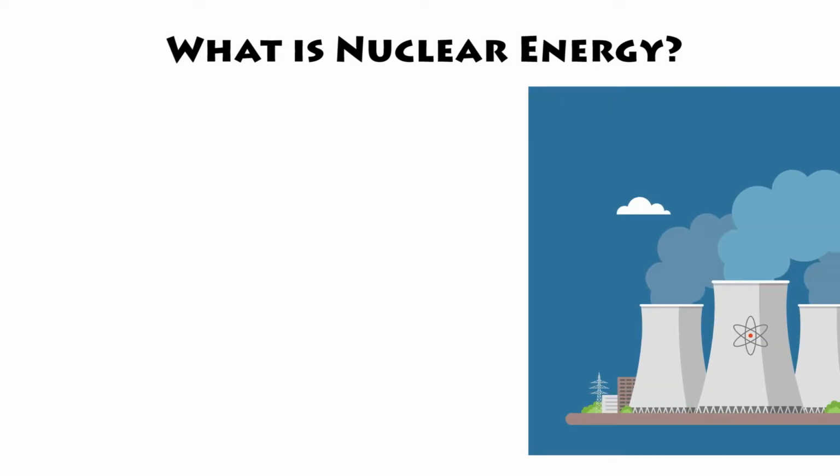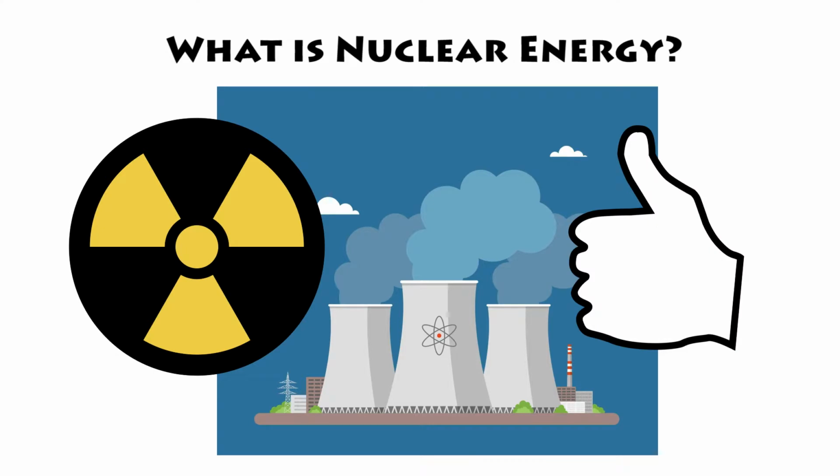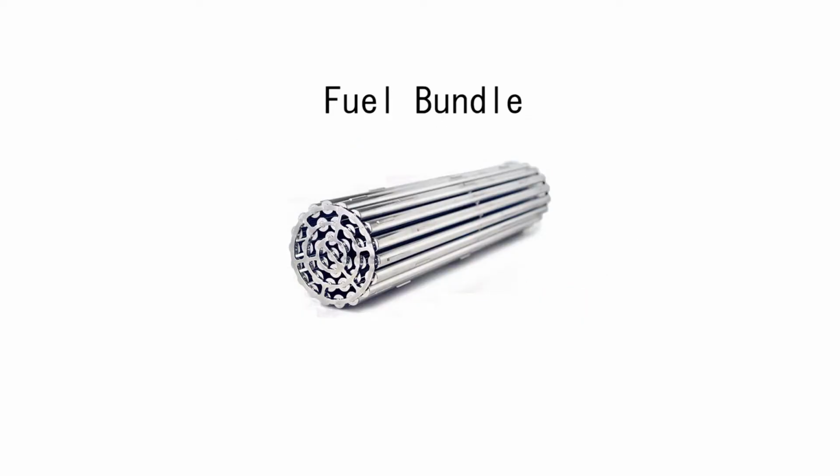Nuclear energy was first developed in the 1940s during the Second World War. In the 1950s, the focus of nuclear energy was put on power generation. Like most power plants, nuclear spins a turbine to generate electricity. This is achieved by using fuel bundles filled with solid uranium.